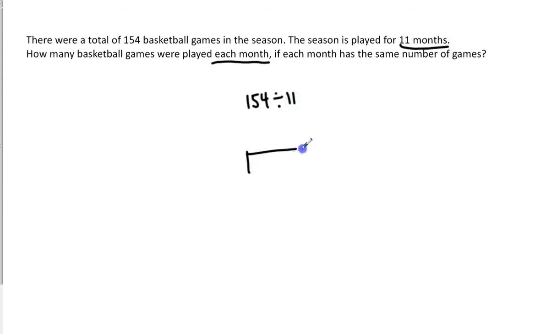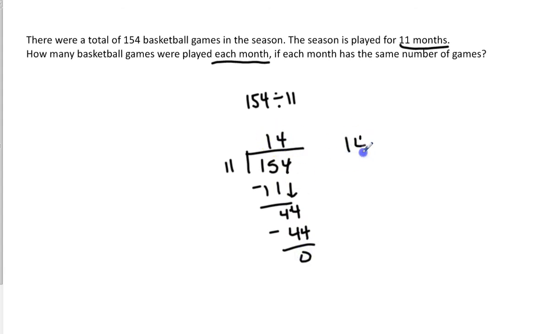So we'll go ahead and set up our division problem. 11 goes into 15 one time. I subtract, I get 4, bring down my 4. 11 goes into 44 4 times. It is 44. I subtract, I get 0. My quotient tells me that there were 14 games per month.